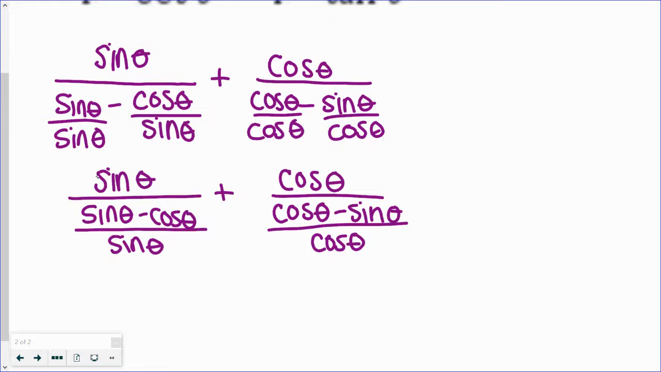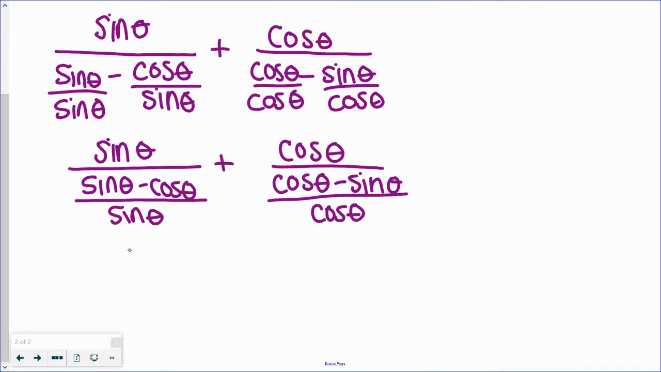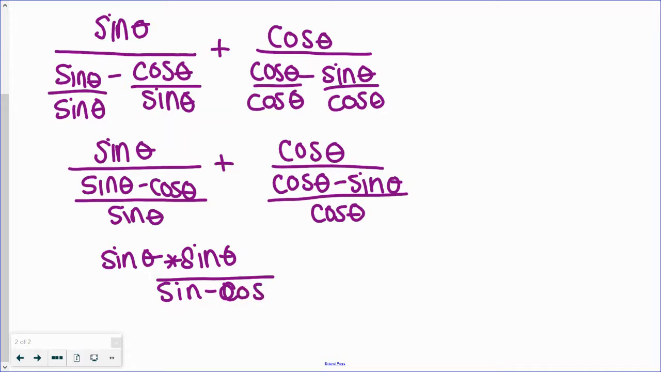So now I'm going to do keep, change, and flip. In this first fraction we have sine theta on top, and it's being divided by this fraction, so I'm going to do sine theta times, and then I'm going to flip this one. And then plus, we're going to do the same thing here. Cosine, keep, change that divide to multiply, and then we flip this one.